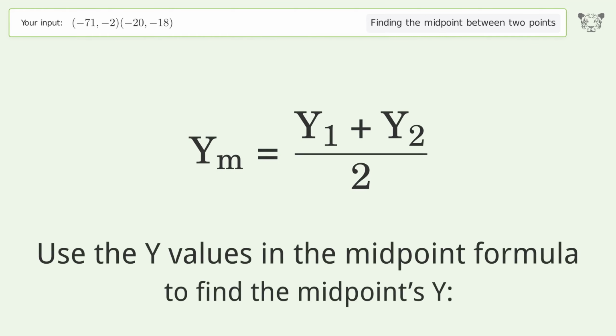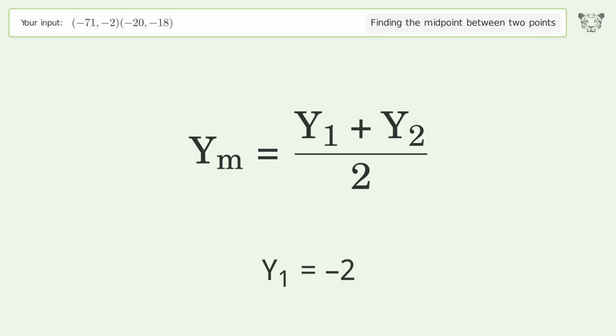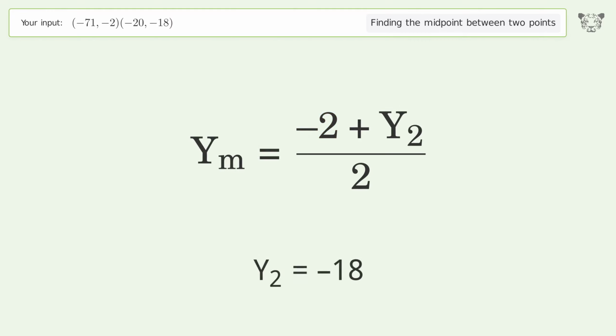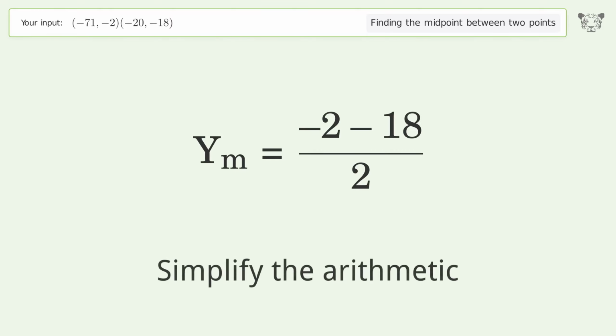Use the y values in the midpoint formula to find the midpoints y. y1 equals -2. y2 equals -18. Simplify the arithmetic.